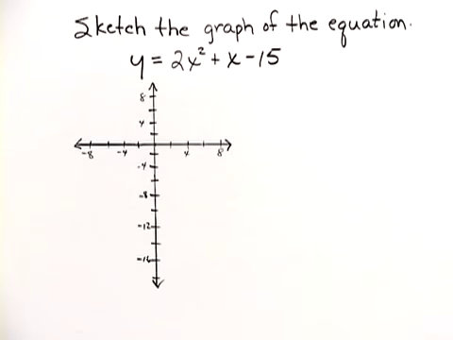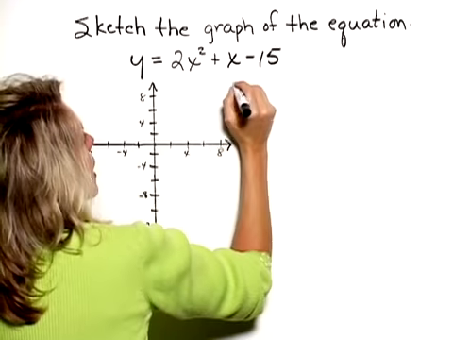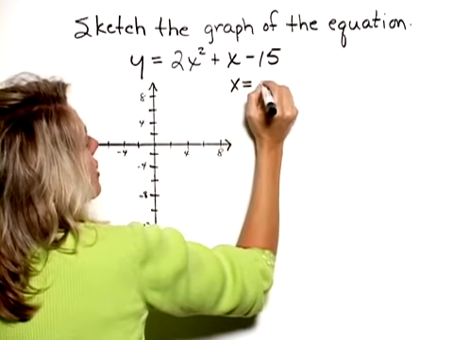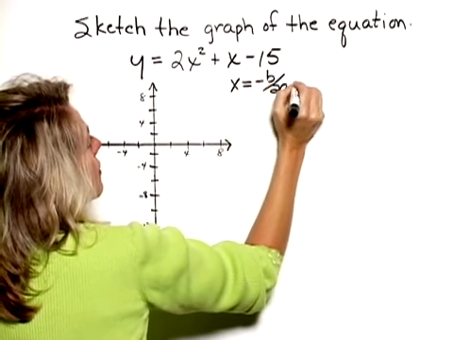Sketch the graph of the equation y equals 2x squared plus x minus 15. We'll begin by finding the x-coordinate of the vertex. And the formula for finding the x-coordinate of the vertex is x equals negative b over 2a.